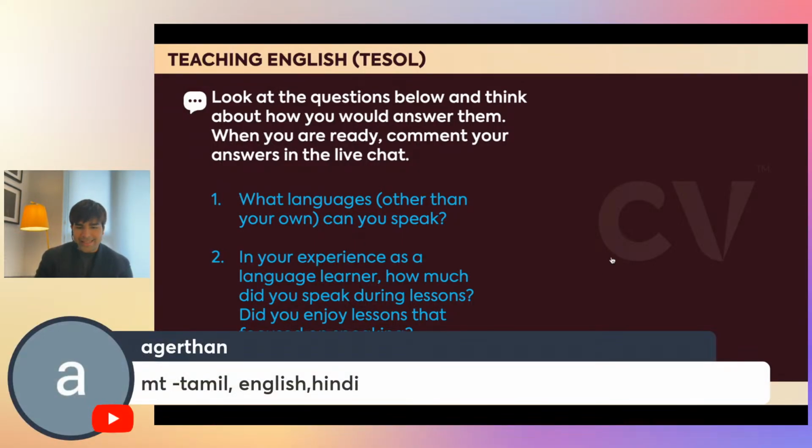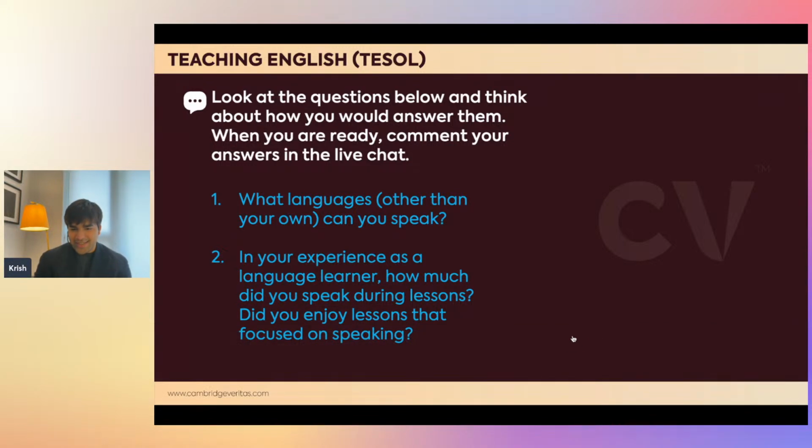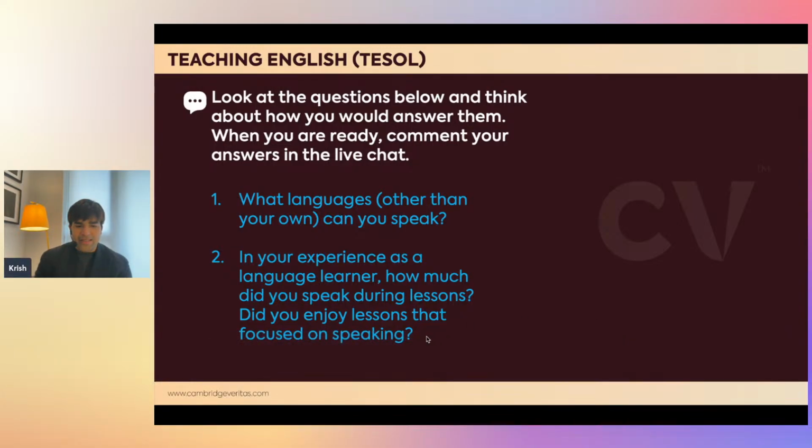Agarthan says Tamil, English, and Hindi. Nagashri, besides my mother tongue, which is Kannada, I speak Hindi and English, okay? Sheikh says Telugu and Hindi, okay? So, second question. When you were learning English in a physical language classroom, how much did you speak during lessons? Was it 20% only, 50%, 100%? Or, and did you enjoy lessons that only focused on speaking?